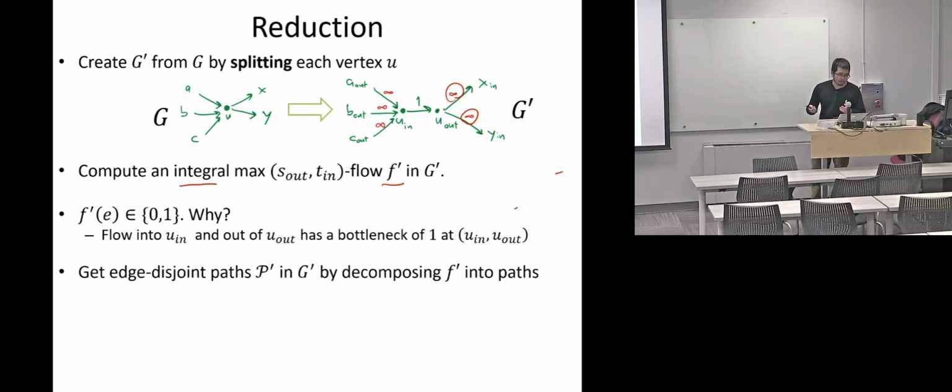Okay. But from here, once you get this flow that is 0, 1, we know how to extract disjoint paths from it. It's going to be edge disjoint paths in G prime. But I claim that just by decomposing, we know how to decompose it, right? Get from F prime, decompose it into edge disjoint paths P prime in G prime. This is edge disjoint paths, but I claim that this corresponds to vertex disjoint paths in G. Well, because you have this capacity, right?